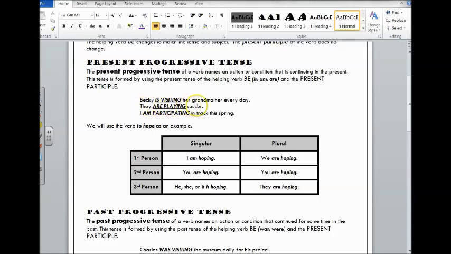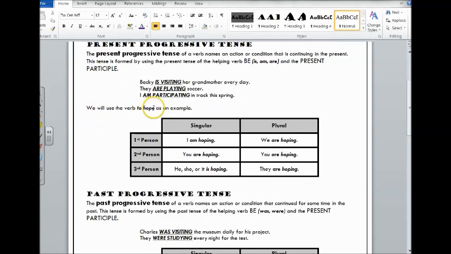An example using are: They are playing soccer. This is present progressive. Are is present tense. It matches our third person plural subject they. We use the present participle, or the ing form, of our main verb play, for playing, and we get they are playing soccer, present progressive. Also present progressive using am as your helping verb: I am participating in track this spring. Again, I is first person singular. That's when we use am. The ing form of participate, participating, and together they make present progressive.